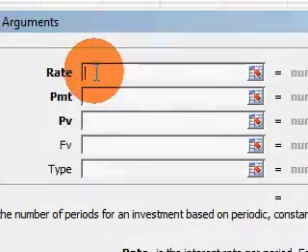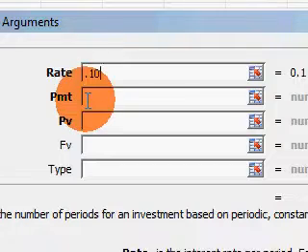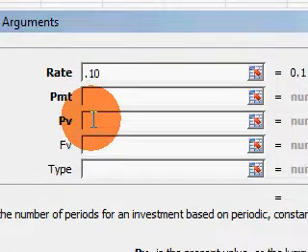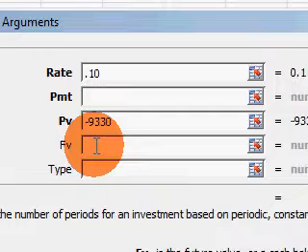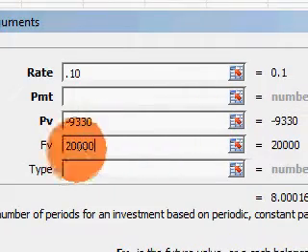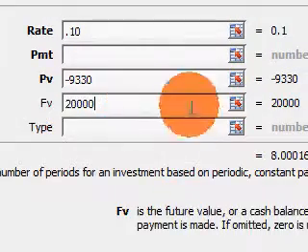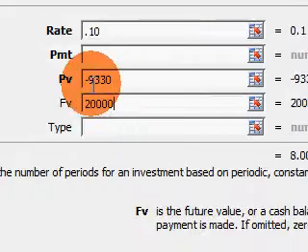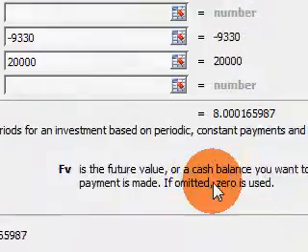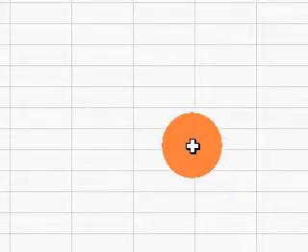We're told the interest rate is 10%. There's no payment. The present value is a negative $9,330, and the future value is $20,000. So based on that, it would take us 8 years for the number of periods to invest $9,300 at 10% in order to have a positive $20,000 in the future. So I'm going to hit OK there.